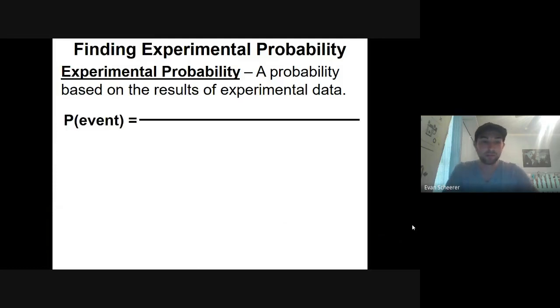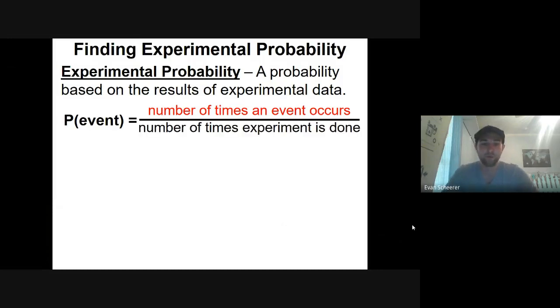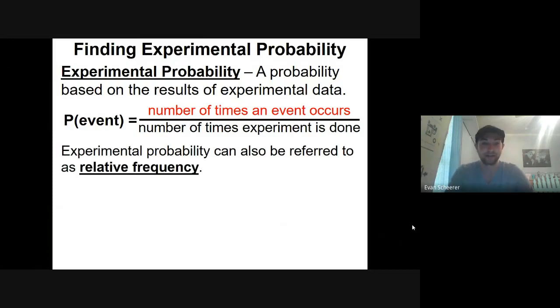The formula that we will be using, remember, P(event) means probability of the event, is the number of times the event occurs over the number of times the experiment is done. Think about it. If you roll a die 10 times and you land on the number 4 8 times, that means out of the 10 times you rolled, 4 came up 8 times, so you have an 8 out of 10 chance of getting a 4, right? The event occurred 8 times, the total times the experiment is done is 10.